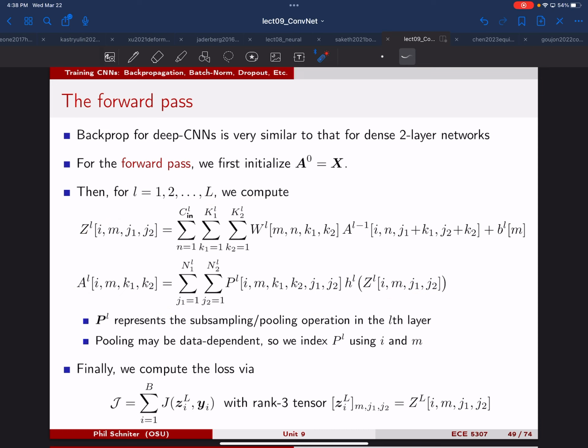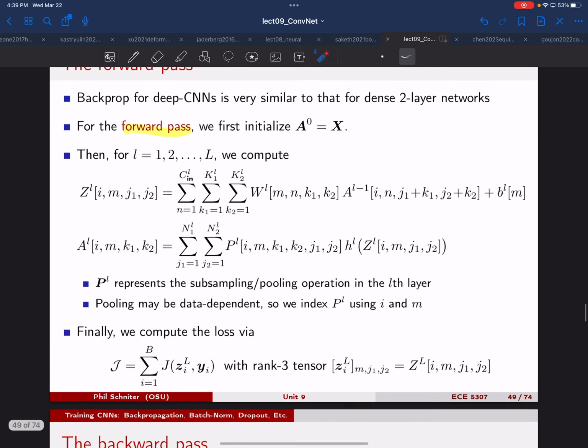Okay. So anyway, this is the forward pass. We go through this. We initialize all our variables, and then finally we have a loss that looks like this. So now this is the label for the ith batch element, and this is the final features that are output by the neural network for the ith batch element, and this capital L is for the Lth layer. And this is going to be a rank 3 tensor, which is made up from that last capital Z.